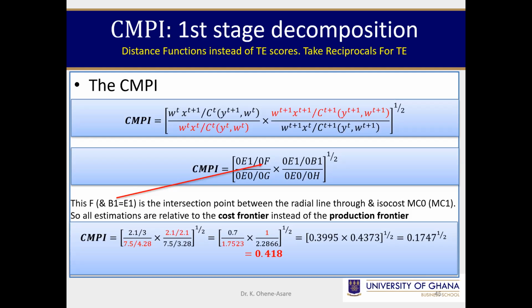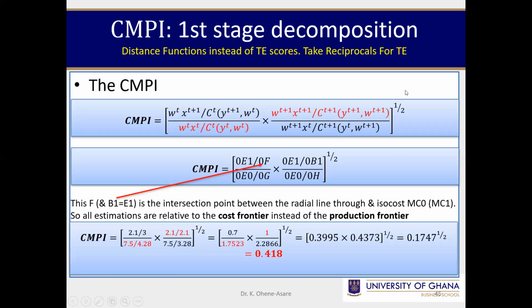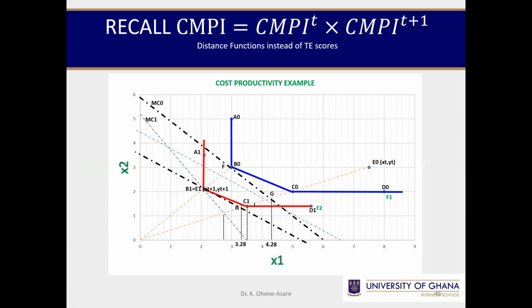So that is why this is just a bit of an interpretation to help you know that cost productivity is beyond technical productivity. Cost productivity is beyond technical productivity. Okay, can we proceed? Yes, please. All right. So now you know this. Let's go into the decomposition.